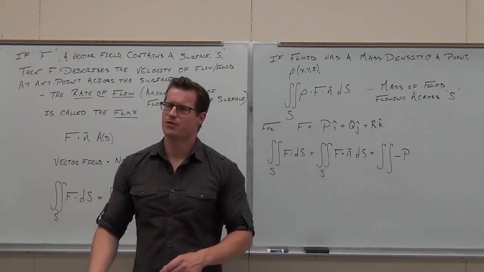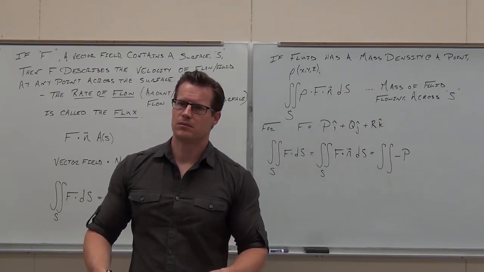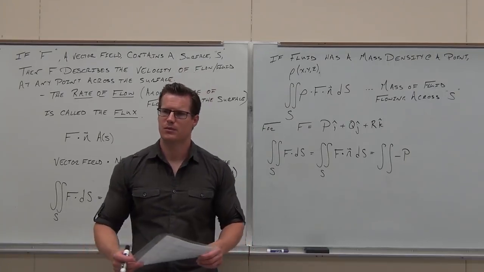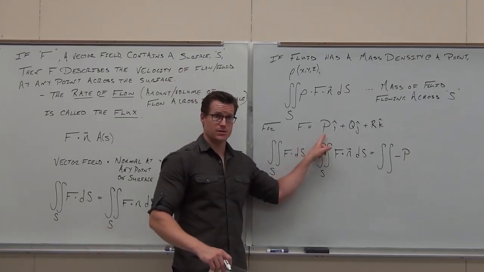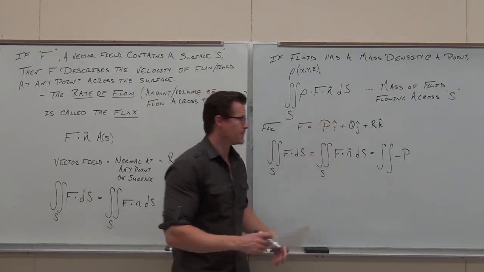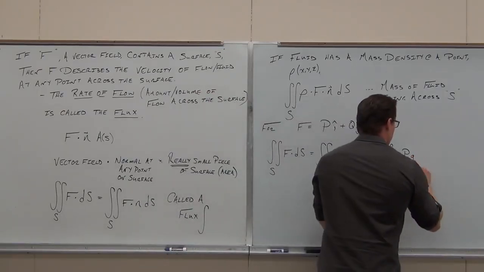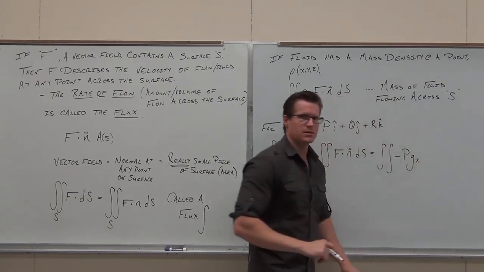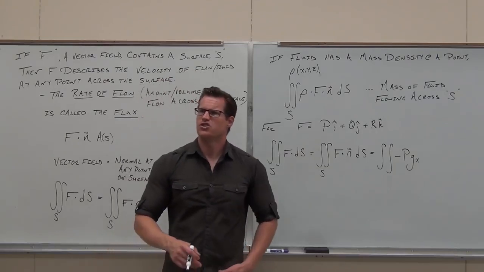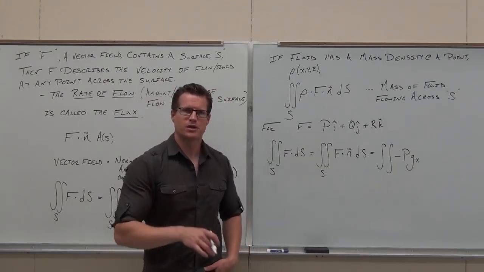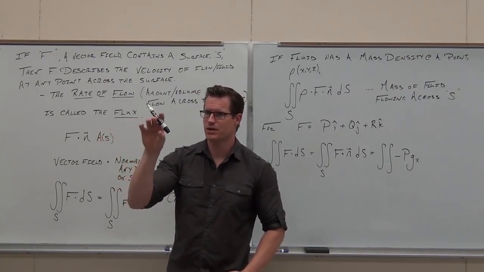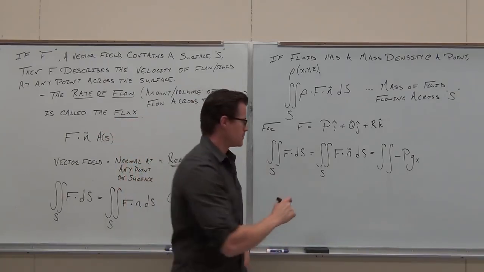Negative P. Where's the P coming from? The mass density function? No, the P, not the rho. Where's the P coming from? That's what the P is. It's just the x component of the vector field. They put a negative in front of it. Does that make sense? What's that mean? Partial derivative of g. Where's g? This would be for a surface that's defined z equals a function of x and y.